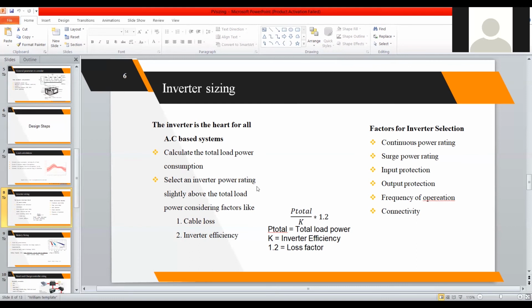Yes. Then you also want to look at output protection. Now, output protection is basically what happens to the inverter when you're drawing more than its capacity. Then you also want to look at the frequency of operation and connectivity for the inverter.